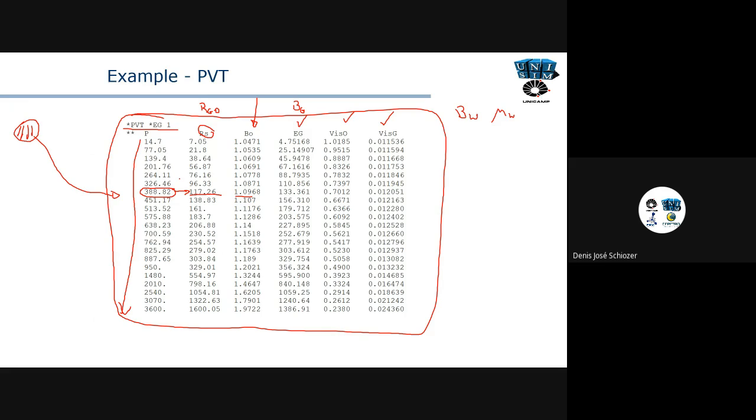So all the properties are measured in the laboratory, and we have a typical table inside the simulation code, and all the properties are measured in terms of pressure. Why only pressure? Because the temperature is constant, right? Otherwise, we would have to have pressure and temperature.